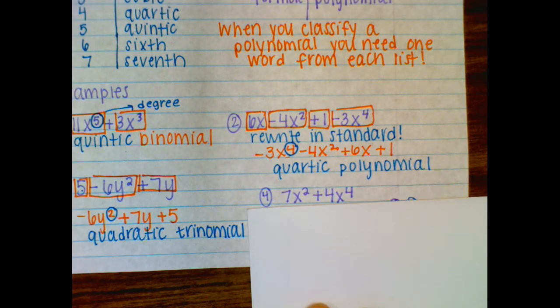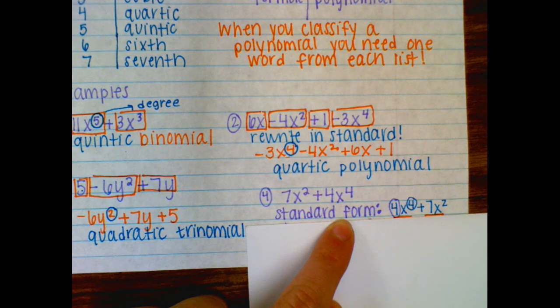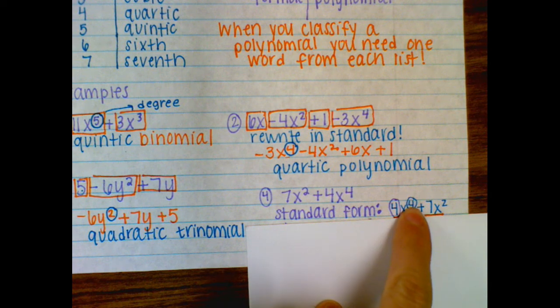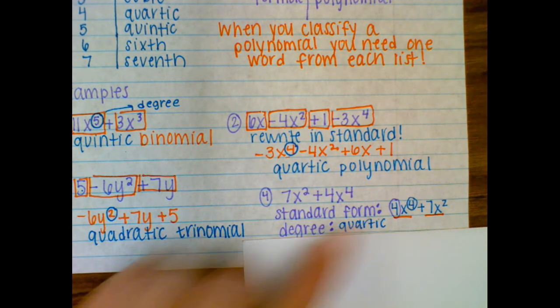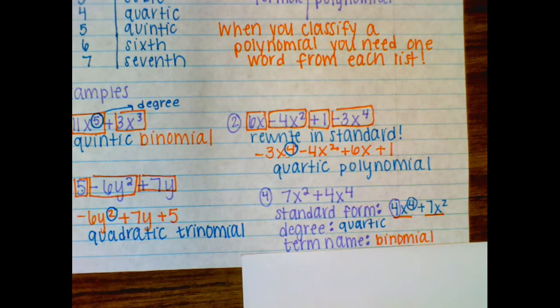So if I'm looking at this and I want to put it in standard form, the biggest exponent is 4, so that term has to come first. So it would look like this: 4x to the fourth plus 7x squared. If then I want to name it by degree, the degree is 4. So that means it's quartic, right, which is right here. The number of terms, there's 1, 2 terms. So for 2, that was called a binomial.